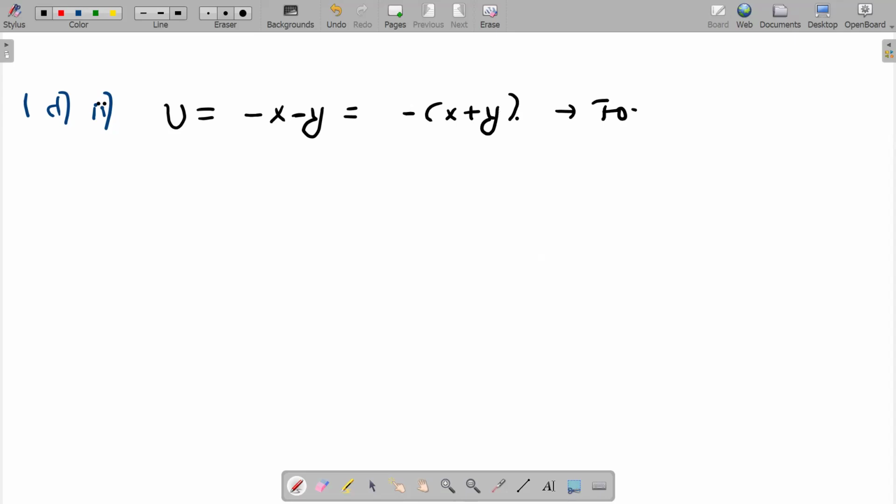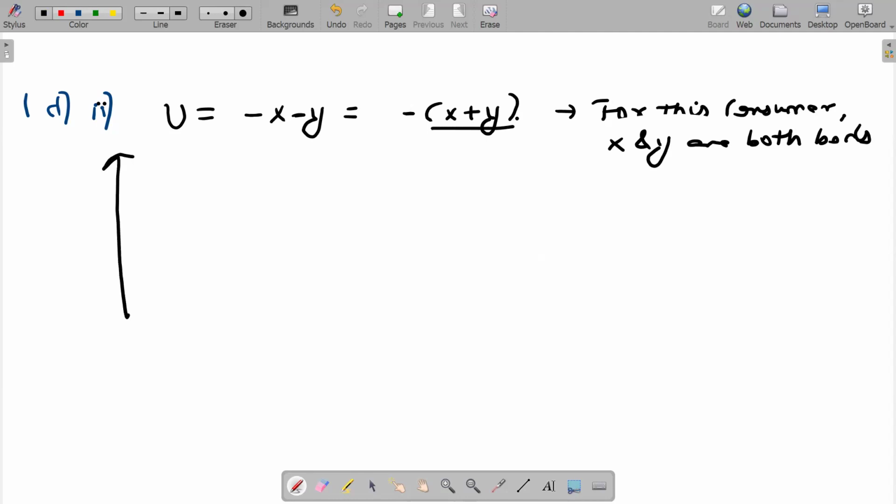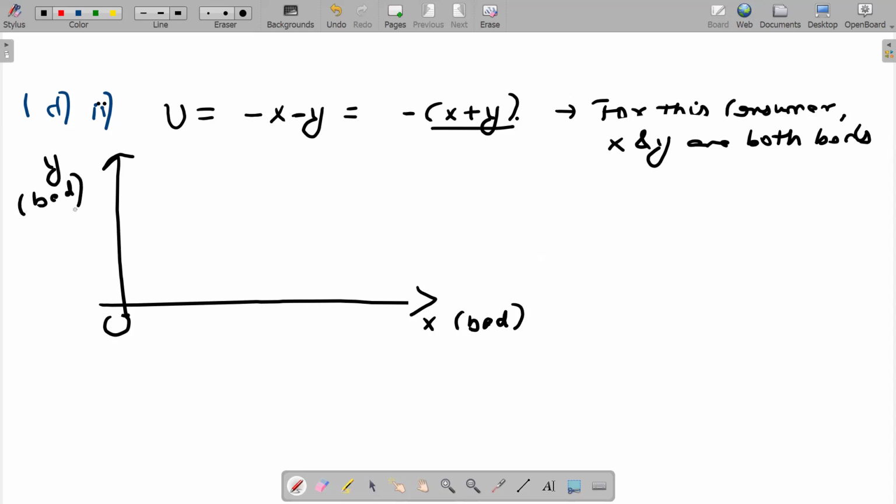So for this consumer, x and y are both bad. And how do I plot x plus y? That's perfect substitutes. So I can just draw a straight line. This is x, this is y. X is also a bad, y is also a bad. And how do I plot x plus y like this? It's a downward sloping straight line. This is my indifference curve.